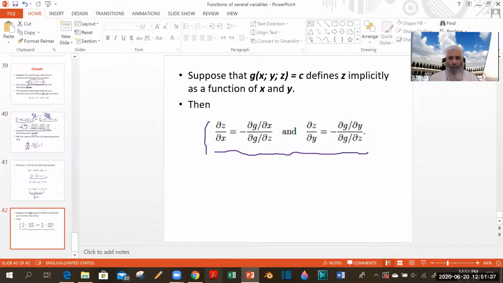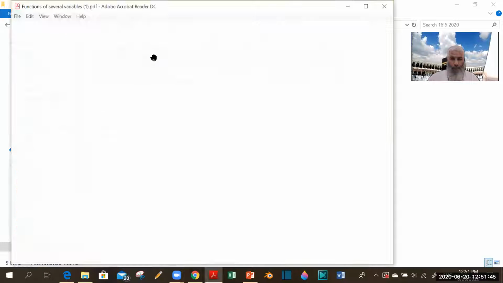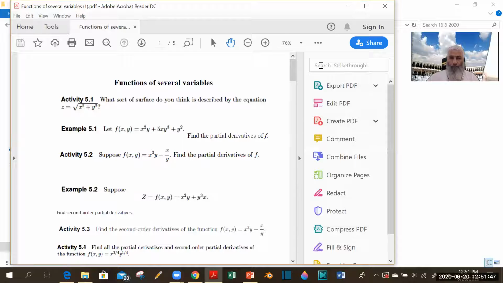Maybe in the file, this file. Yes, there should be examples for solving.